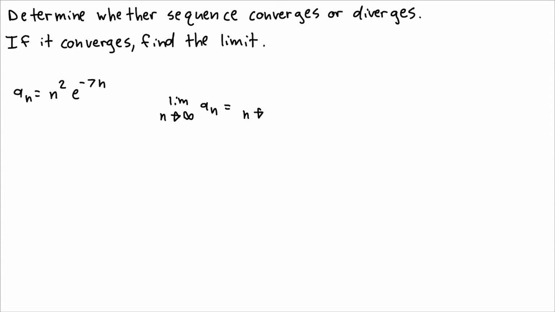And in this case, we have n squared times e to the negative 7n power. Now, using some clever algebra tricks, we can figure out that this is the limit as n approaches infinity of n squared over e to the 7n. Now, why is that? When you have a negative exponent like this, all you have to do is put it on the denominator or the numerator, depending on where the starting position is, and you can remove that negative.